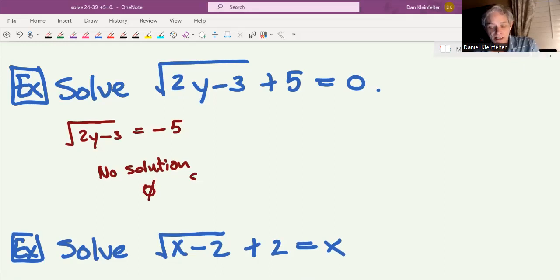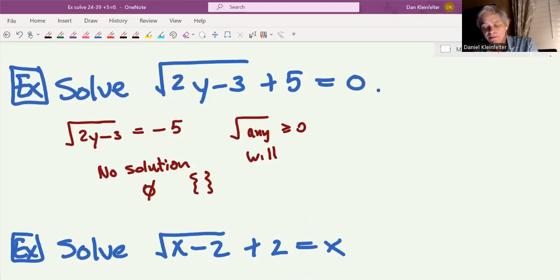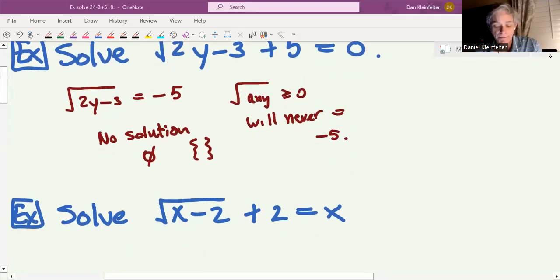You could give the empty set, which is either that fat zero with a slash through it, or curly braces with nothing in between. So there's no solution here because the square root of whatever is always greater than or equal to 0, and so it will never equal negative 5. There's just no number that will do it.